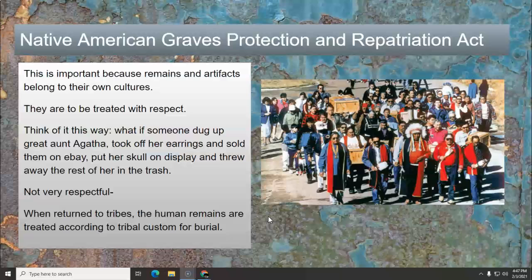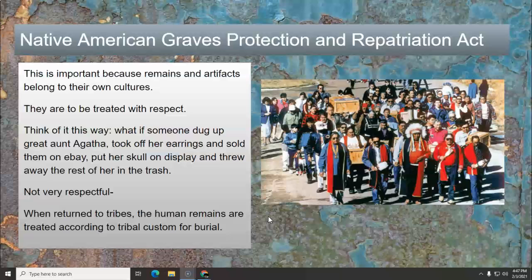So this is super important because remains and artifacts belong to their own cultures and they need to be treated with that kind of respect. So to put it in our context, think if someone dug up your great Aunt Agatha or some family member, and then they looked at her dead body, they took off her earrings and sold them on eBay, and they took her skull and put it on display and decided that the rest of her wasn't really interesting, so they just threw it out. That's really disrespectful. Whatever your belief is, that's disrespectful.